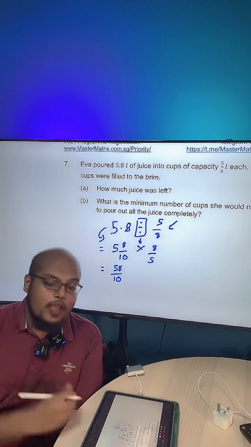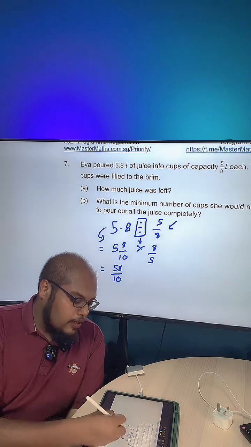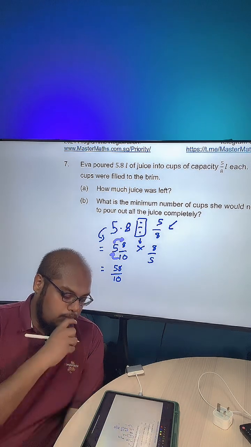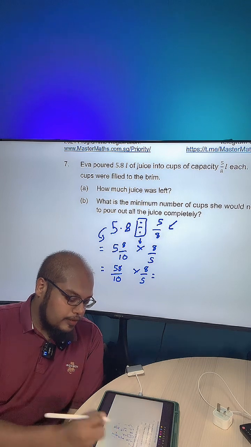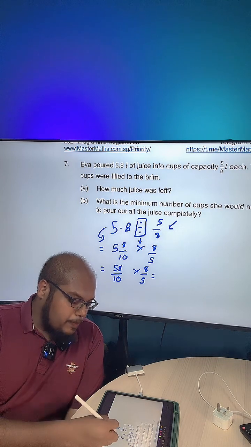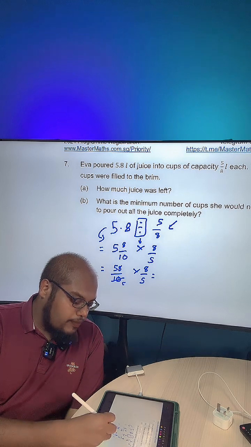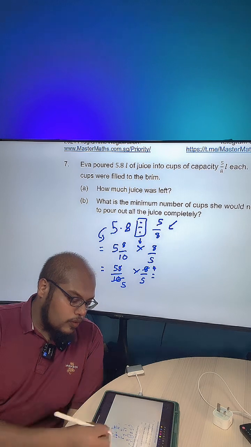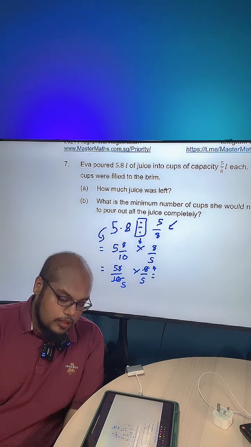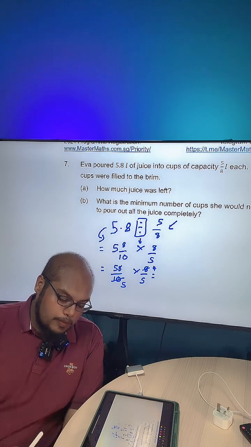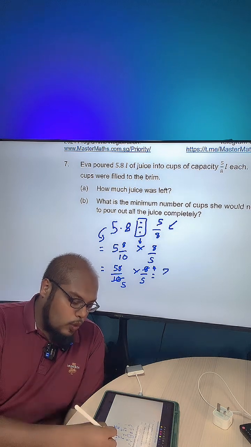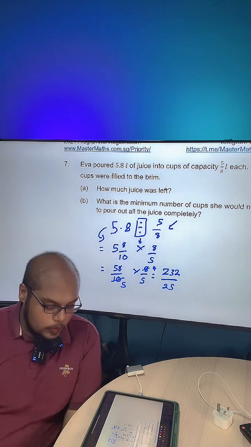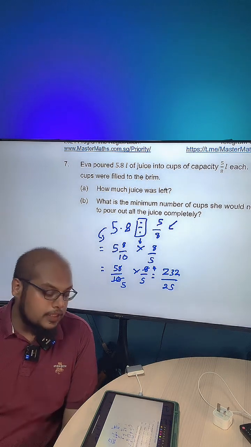So this is 58 over 10 when I convert to a mixed number. I multiply, then I add. Then times 8 over 5. I can simplify this. This is 5, this is 4. So 58 times 4 is 232 over 25. Okay, so probably this is one of those questions where you need to use a calculator.